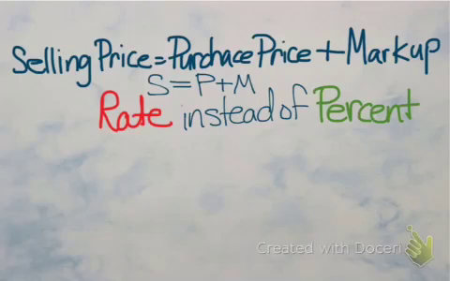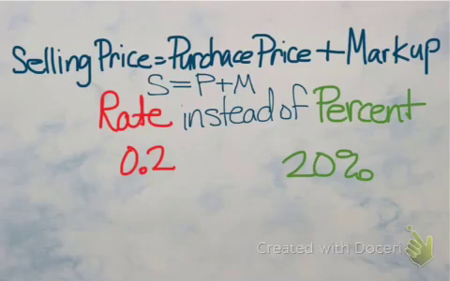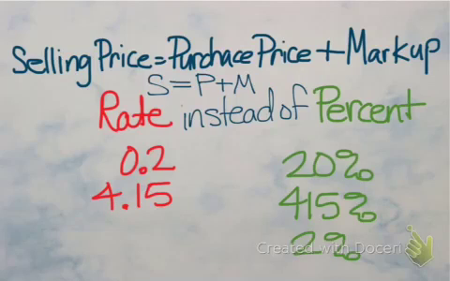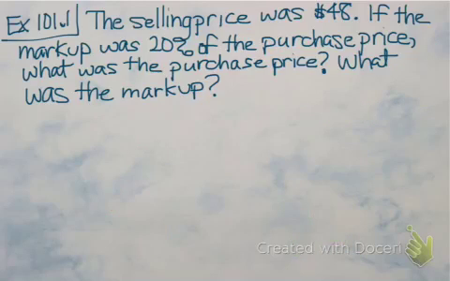Now, in these problems, we're using rates instead of percents. That basically just means that we're using decimals. So 20% is 0.2, 415% is 4.15, and 2% would be 0.02. So we're using the decimals. So let's do an example.